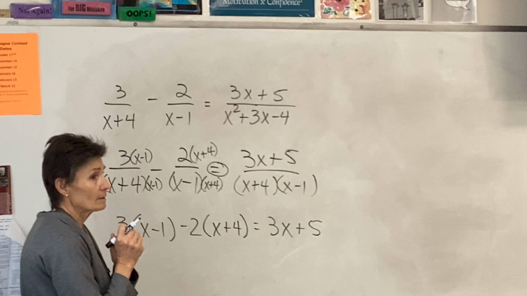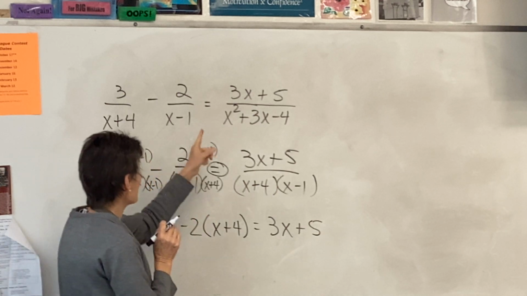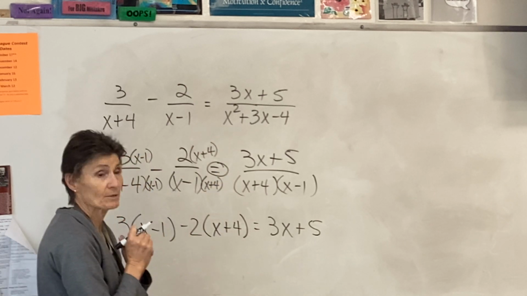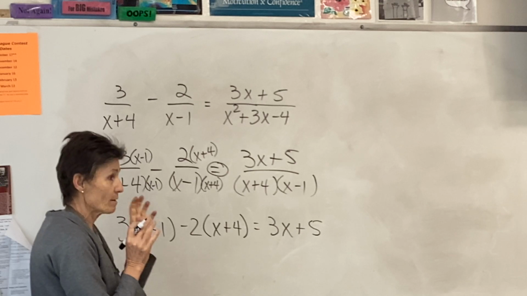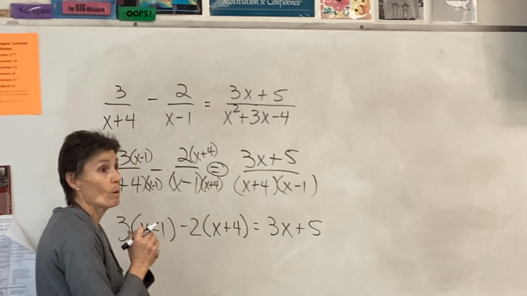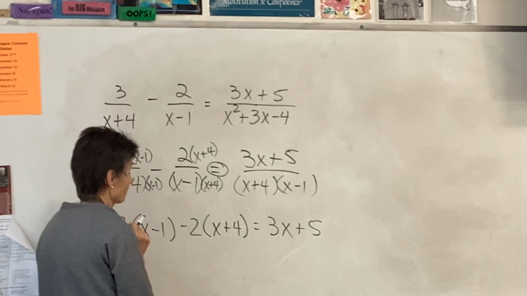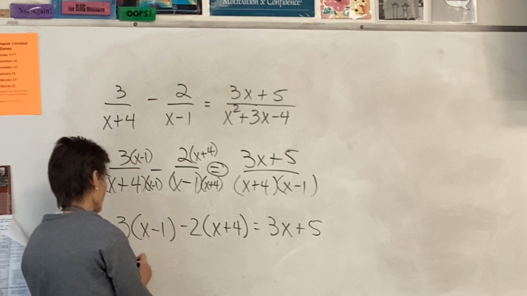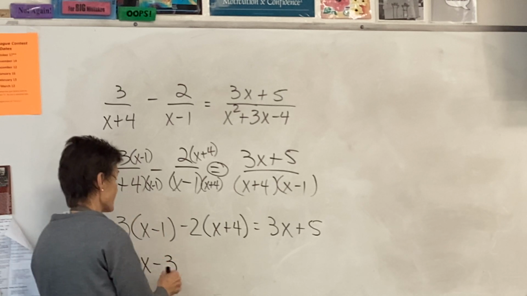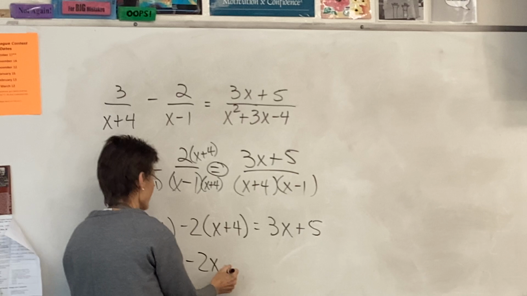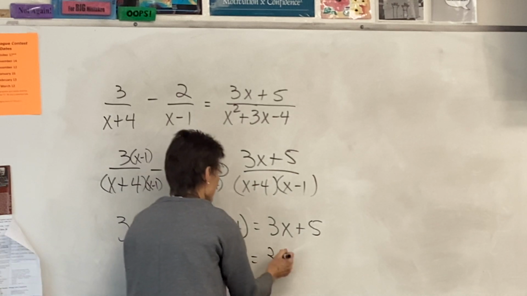Now again, don't do that in an inequality. If this was a less than, you could not do that. That does not work in an inequality. It's one of the magical things about an equation, equals. Okay, now what? Distribute the. So 3x minus 3, watch your signs. Minus 2x minus 8 equals 3x plus 5.